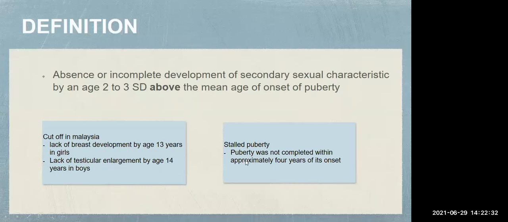Okay. So stalled puberty, different from delayed puberty, is actually when puberty has initial development but it disappears and is not completed within approximately 4 years of its onset.